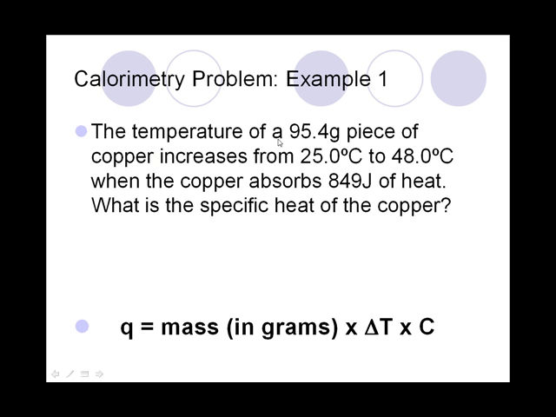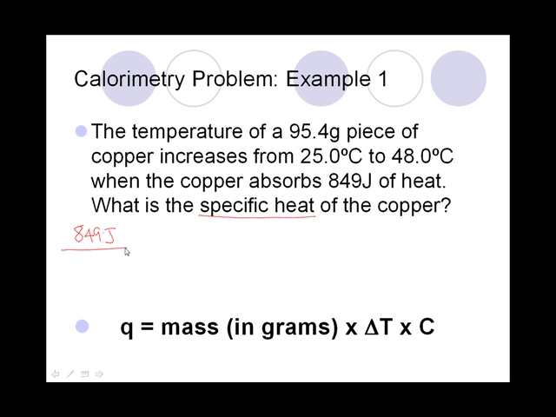It says the temperature of a 95.4 gram piece of copper increases from a temperature of 25 degrees Celsius to 48 degrees Celsius when the copper absorbs 849 joules of heat. What is the specific heat of the copper? So let's actually start out, before we do the specific heat capacity, let's do heat capacity. And you know that the heat capacity is the amount of energy that it requires for every degree Celsius change. And so this is the amount of energy. 849 joules is the amount of energy that was inputted to the copper.